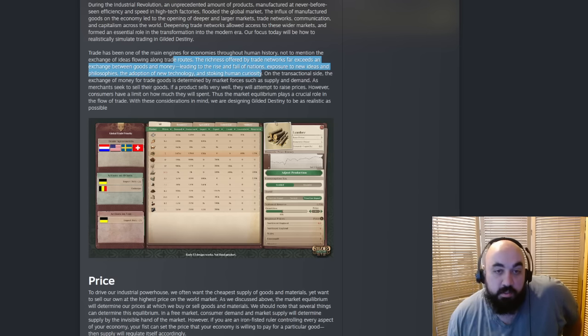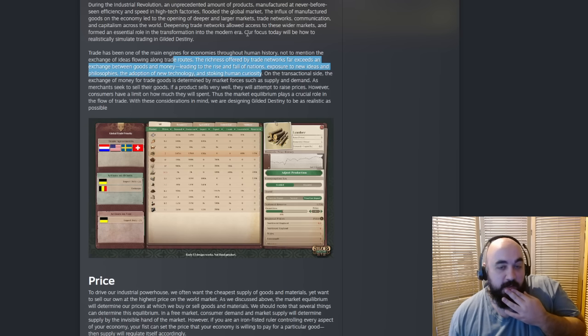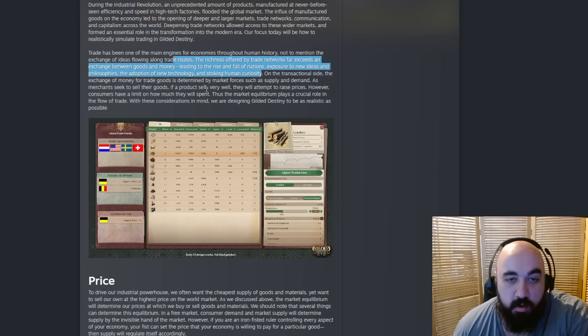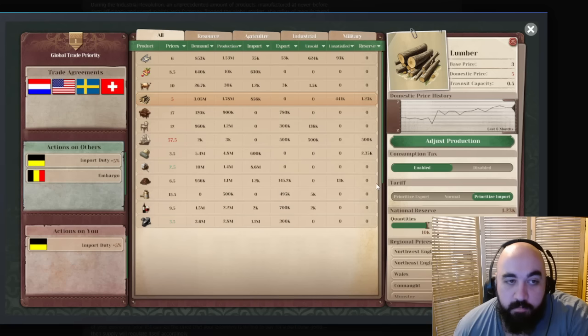On the transactional side, the exchange of money for goods is determined by market forces such as supply and demand. As merchants seek to sell their goods, if a product sells very well, they will attempt to raise prices. However, consumers have a limit on how much money they will spend. Okay, this is equilibrium, etc., economics. So here we have a bit of a trade thing.